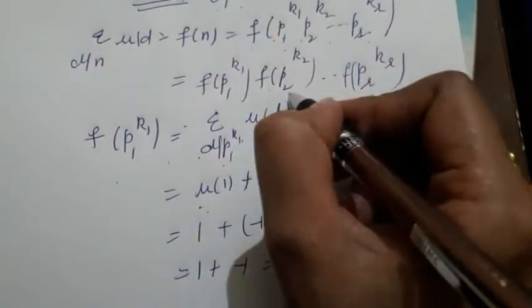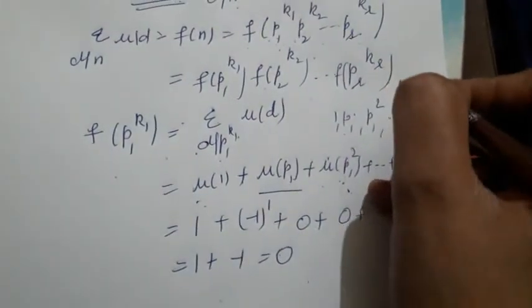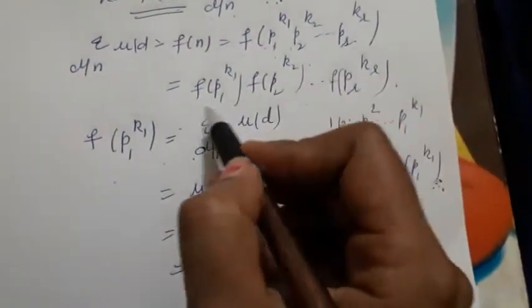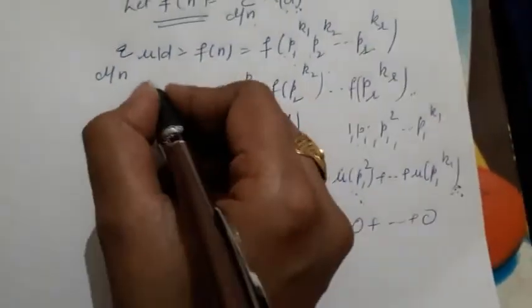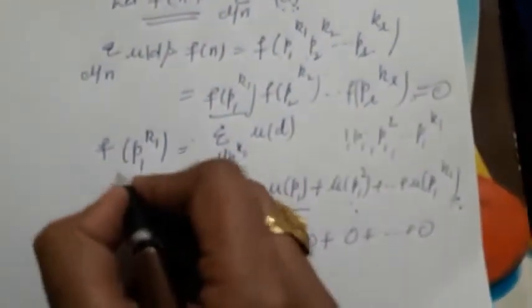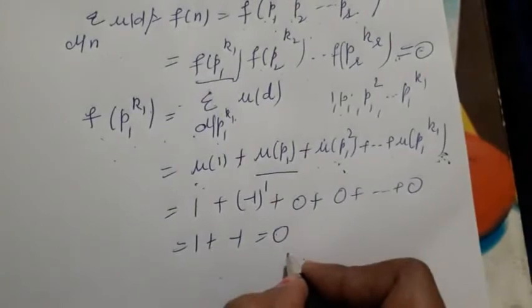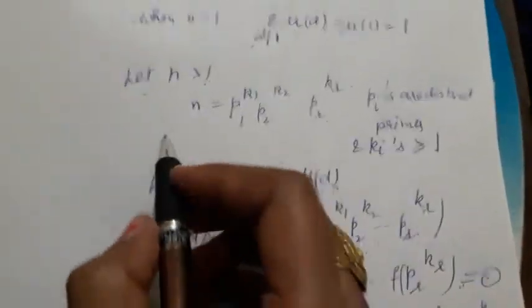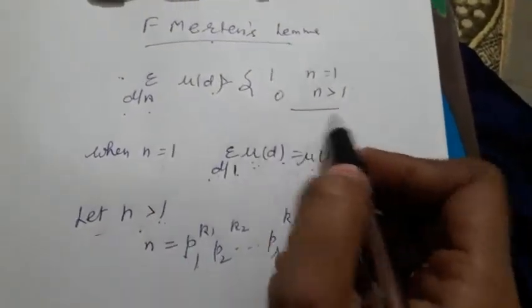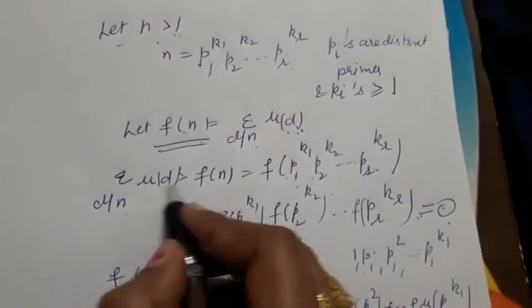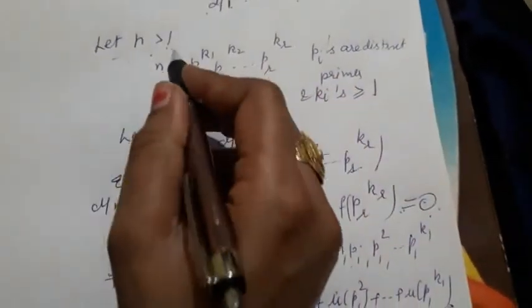Similarly we can prove f of p2^k2 is 0 and all these values are 0. If we take any one, if it is 0 then again the product is 0. So therefore summation over d dividing n of mu(d) is equal to the product, which is 0, since f of p1^k1 comes out to be 0. This is the result for n greater than 1. So this is 0 for n greater than 1. This was the result to be proved: when n is greater than 1, then summation over d dividing n of mu(d) is equal to 0.